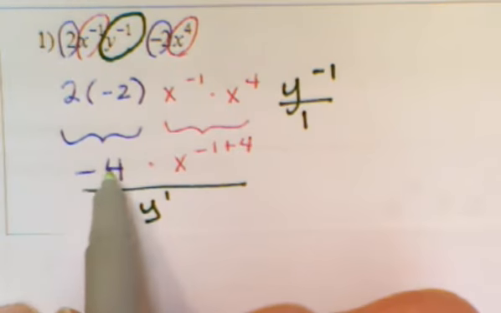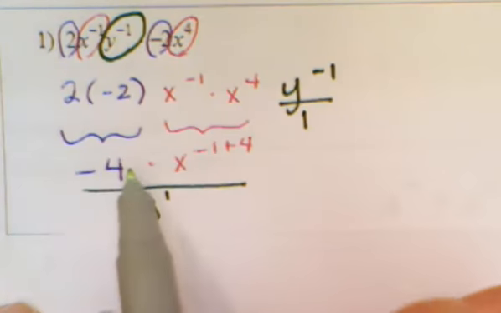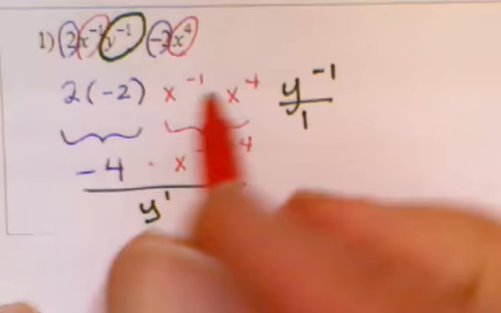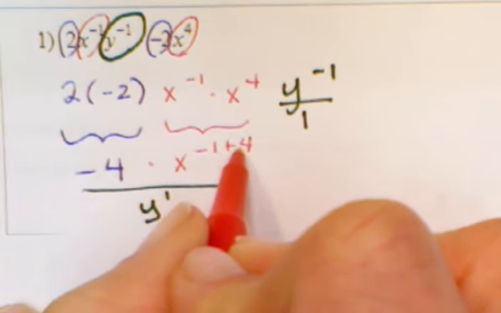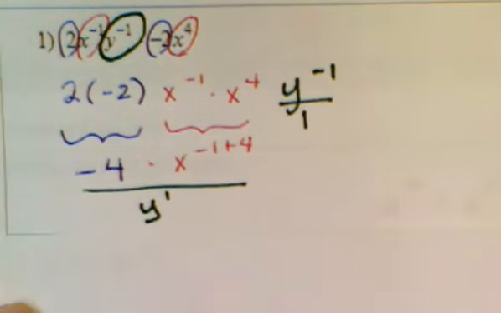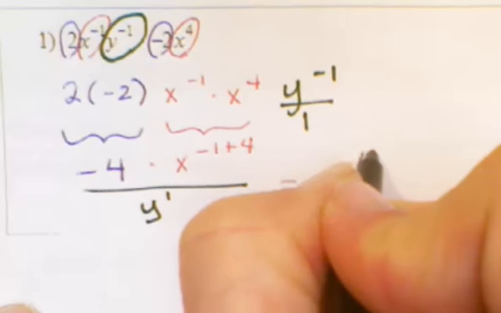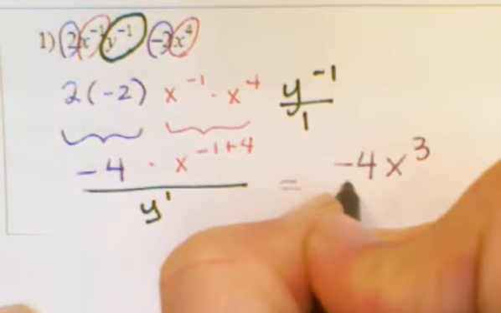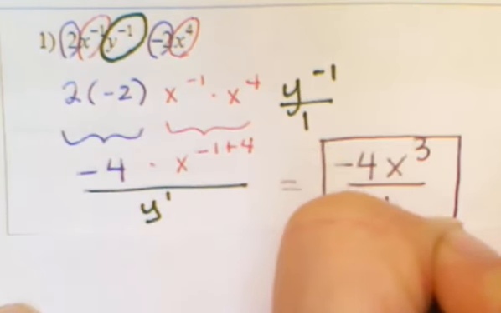Notice the -4 has to stay there. That's not a power. That's just a number. It's a coefficient, so that doesn't move. So then when we rewrite the whole thing, for this part, we're going to have x to the -1 plus 4, so x cubed. So I'm going to rewrite everything as -4 times x to the 3rd power all over y. Then I'll box that answer.